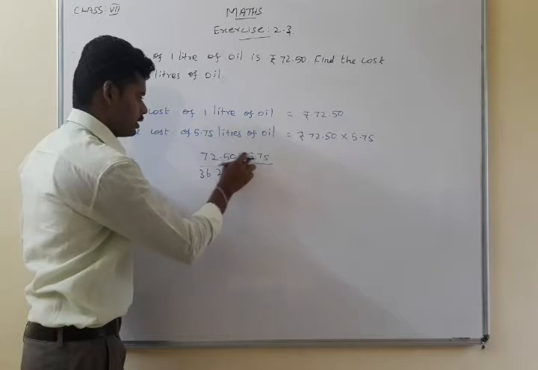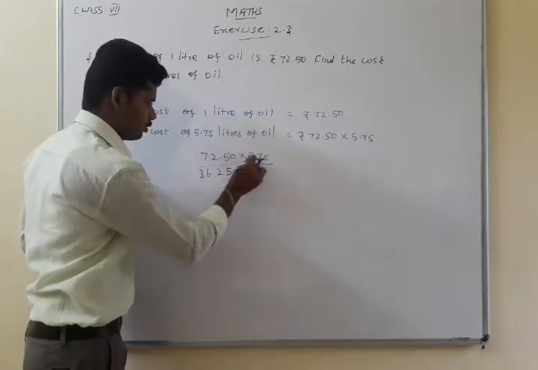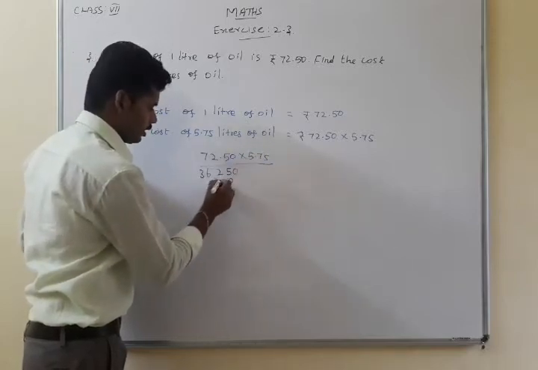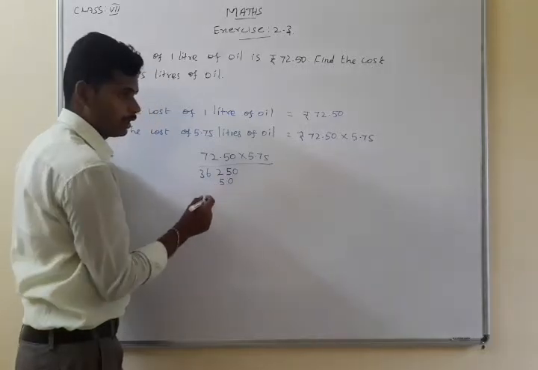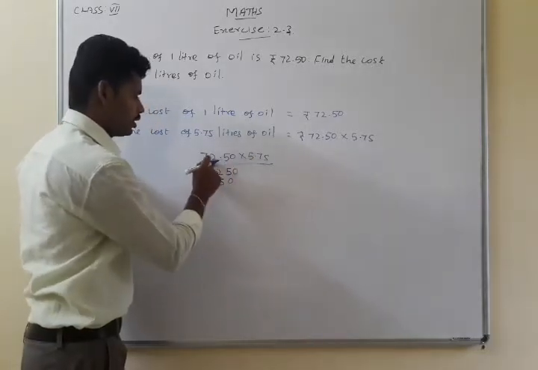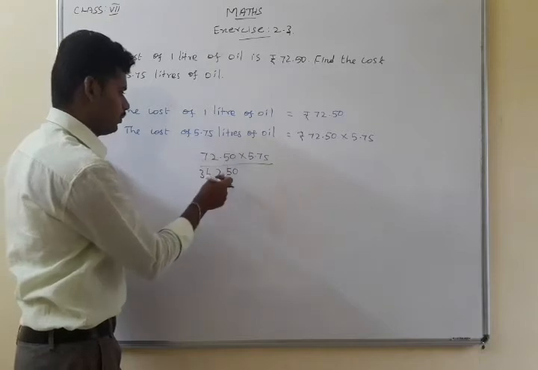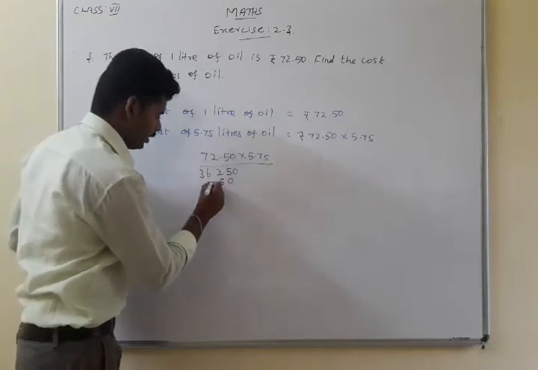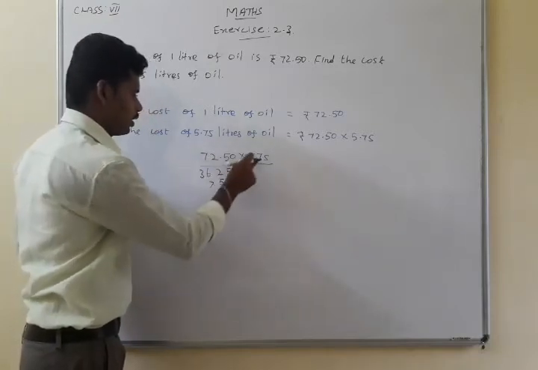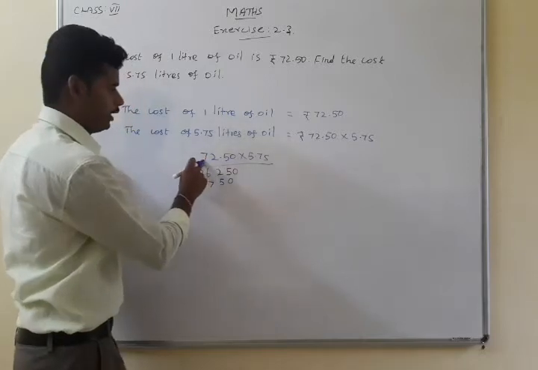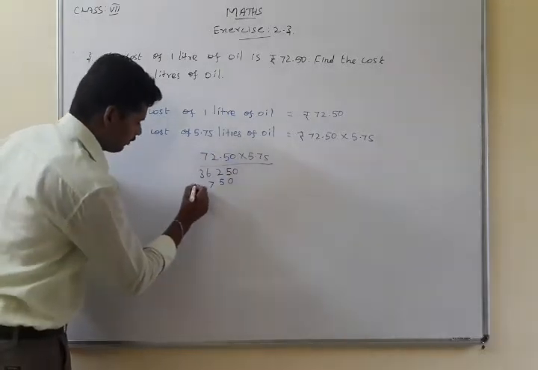Another one. 7 zeros are 0. 7 5s are 35. Remainder 3. 7 2s are 14. 14 plus 3, 17. Remainder 1. 7 7s are 49. 49 plus 1, 50.